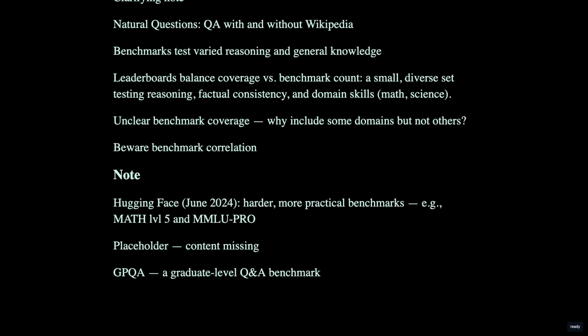GPQA, introduced by Rein et al. 2023, is a benchmark of graduate course style questions across subjects. It's designed to probe advanced domain knowledge and multi-step reasoning, so researchers use it to see how well models handle challenging academic problems.